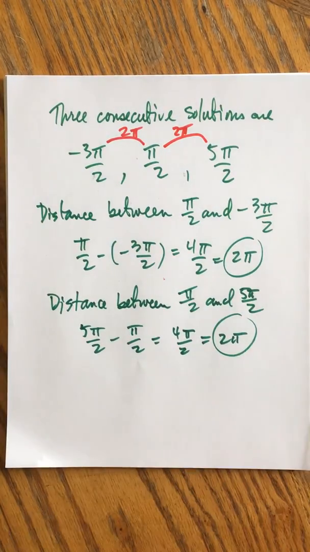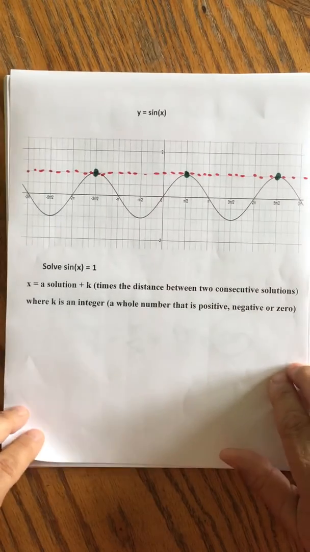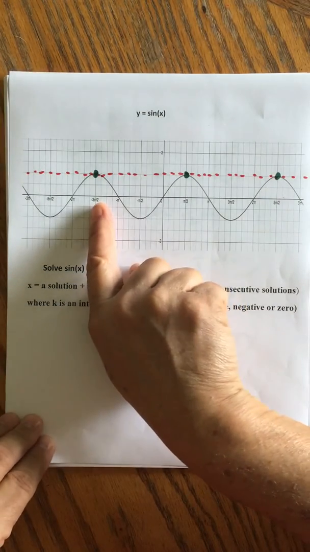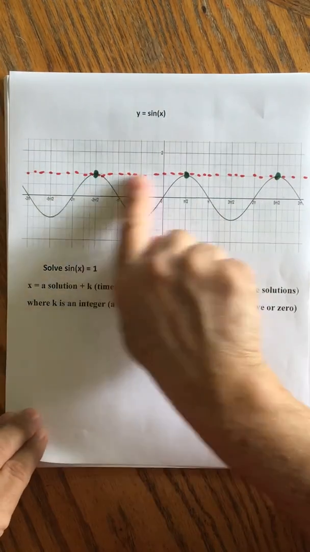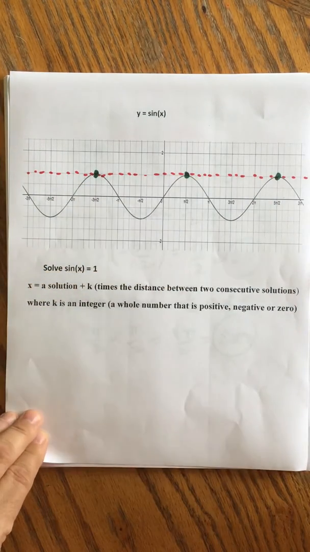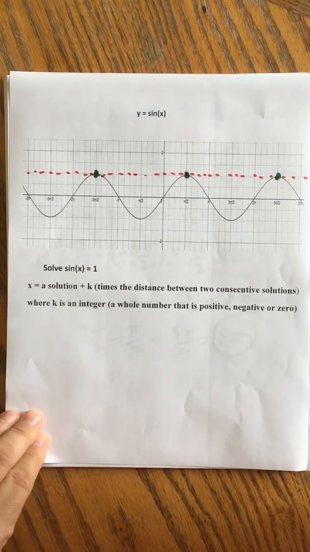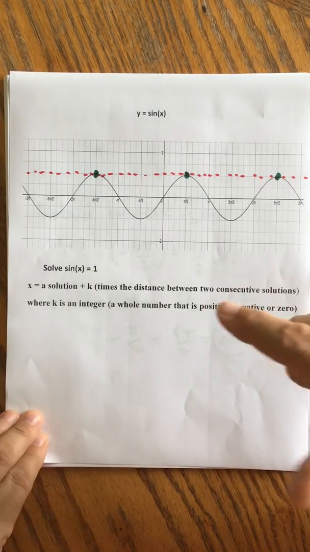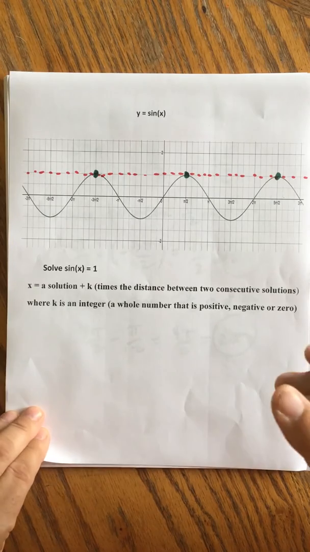So at this point, I'm ready to say, okay, I get the basic pattern, right? It's a pattern that my solutions are occurring equidistant apart, and that distance is 2 pi. So all I need to do is start on one of the solutions. It doesn't matter really which one, all right? And then add whole number multiples of 2 pi in either direction, positive or negative.